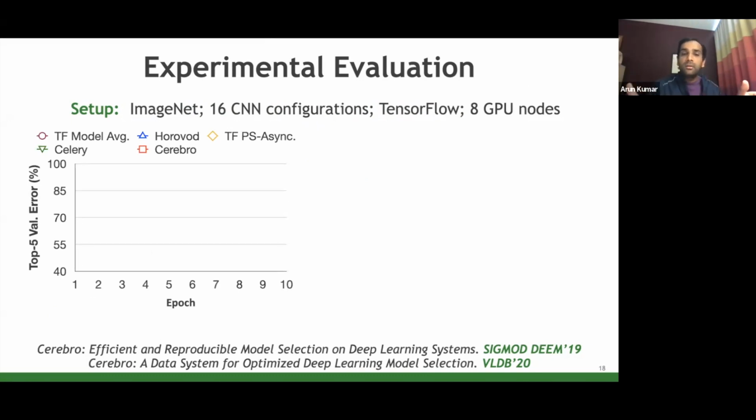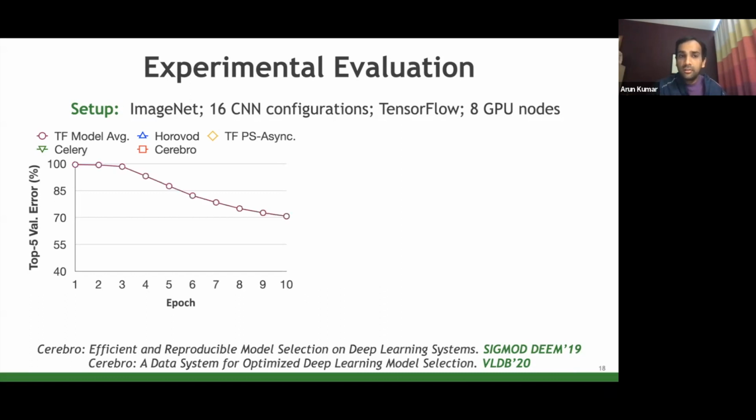You have the epoch on the x-axis and the benchmark accuracy metric, the top 5 validation error on the y-axis. This is called the learning curve. We have these 5 systems we are comparing. We're comparing Cerebro against Horovod, which is the state-of-the-art data parallel training system, Celery, which is a task parallel training system, model averaging in TensorFlow, which communicates updates once per shard, and parameter server asynchronous, which is available directly in TensorFlow, also a data parallel system.